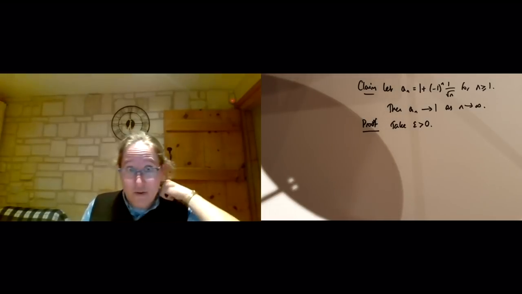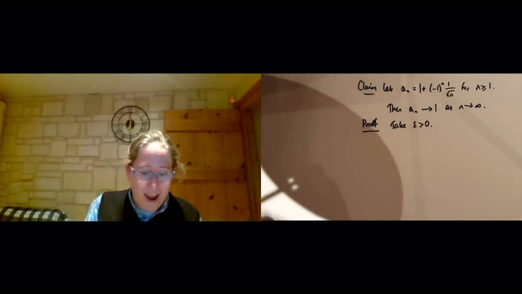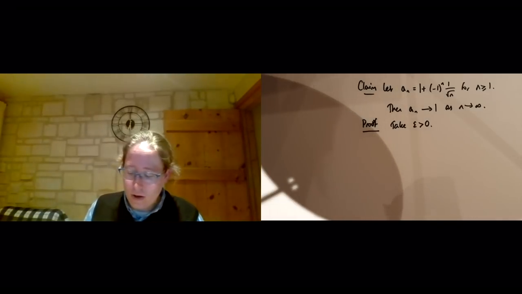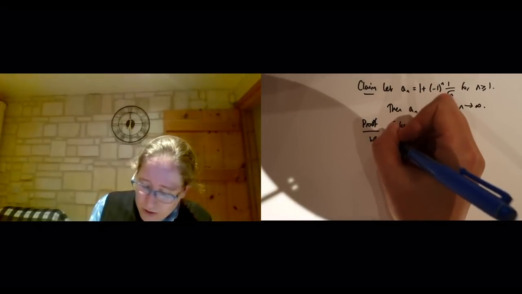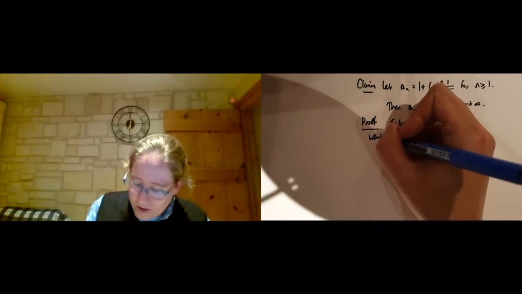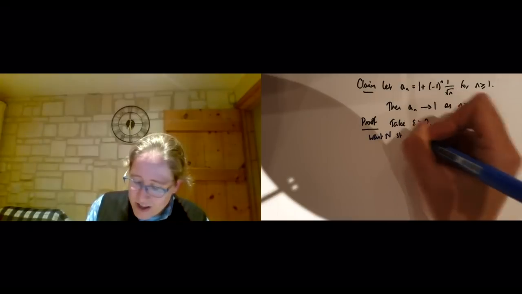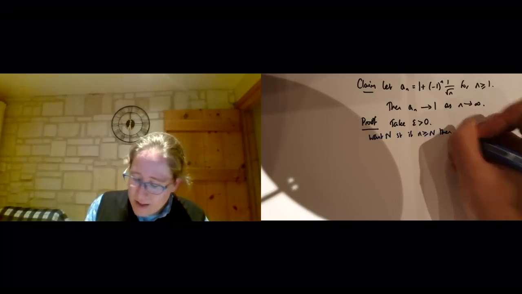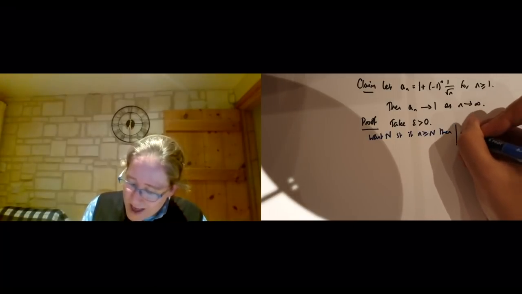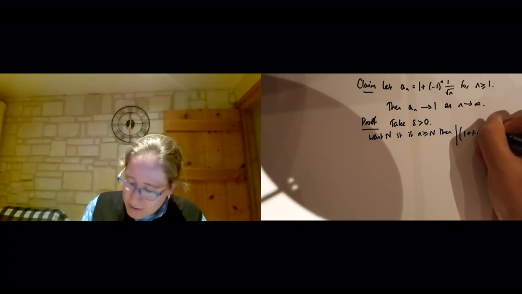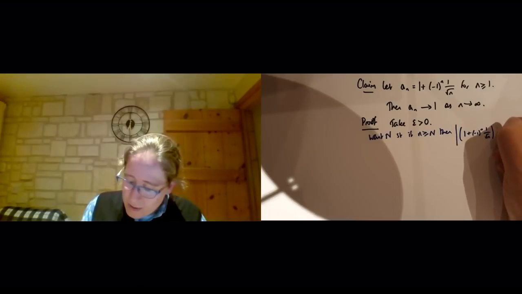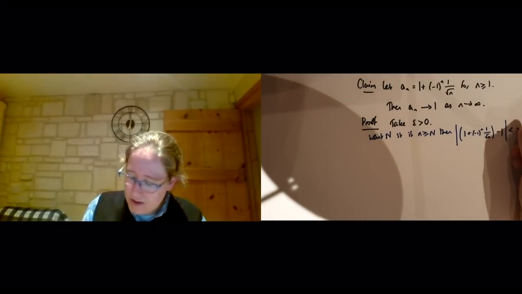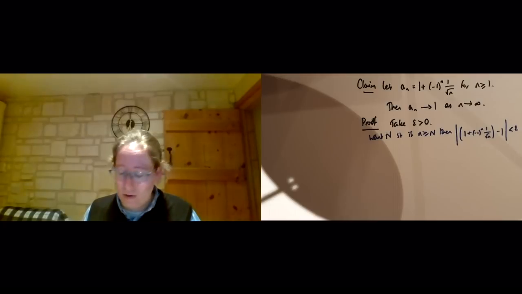If you look in the notes, I have tried to capture the doodling in grey in the notes. So let me take a coloured pen for doodling. So what we want is an N such that if little n is greater than or equal to capital N, then the modulus of a_n, which is 1 plus (-1)^n over root n, minus 1, the modulus of a_n minus 1, is less than epsilon. That's what we're aiming for.